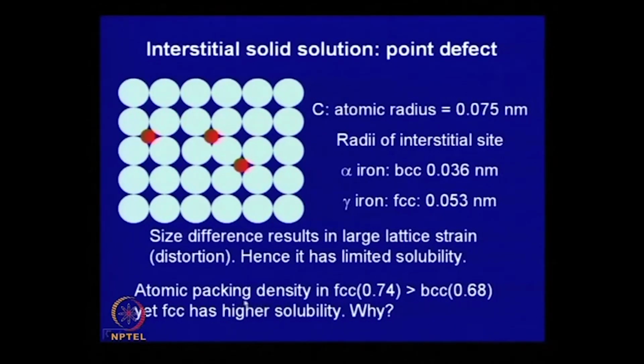It will be interesting, you can go back to your earlier lectures and look at, say, we did calculate atomic packing density for face centered cubic crystal. Here the packing density is 0.74, whereas for BCC the packing density is 0.68. Yet face centered cubic crystal has higher solubility of carbon. Why? Apparently this may look like a fallacy, but if we look a little more carefully into the way these interstitial sites are present in BCC and FCC.